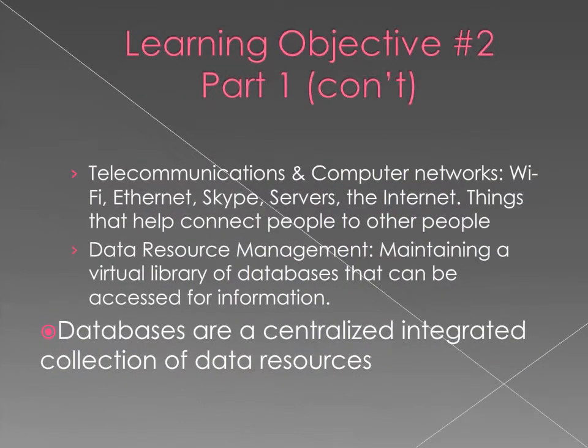Okay, continuing on here with the 4 components. Number 3 is telecommunications and computer networks. So you're looking at the servers, cell phone towers, Wi-Fi, Ethernet, things like programs like Skype. The internet really is a telecommunications and computer network. It's a massive one, but it is. These are the things that are going to help you connect to other people. Uvu is another one that's like that.